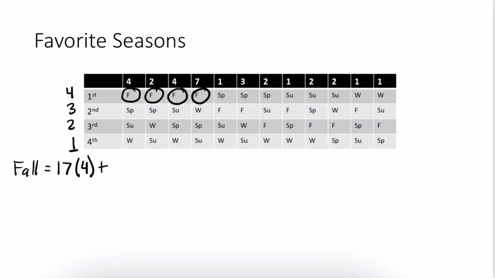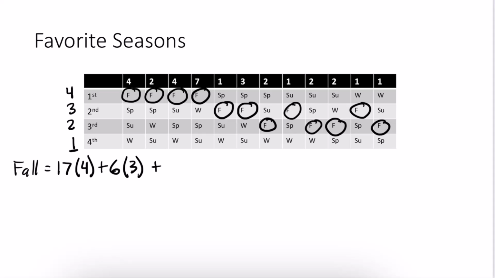Then I look at how many second choice votes I have for fall. So I have 1 plus 3 plus 1 plus 1, which is a total of 6 second choice votes. And each of those second choice votes gets 3 points. Then I look at my third choice and I say, okay, well, there were 2 plus 2 plus 2 plus 1, which is a total of 7 third choice votes. And each one of those gets 2 points.